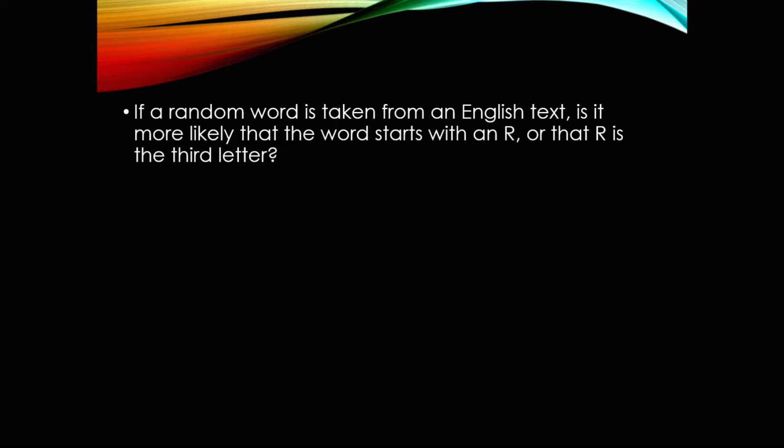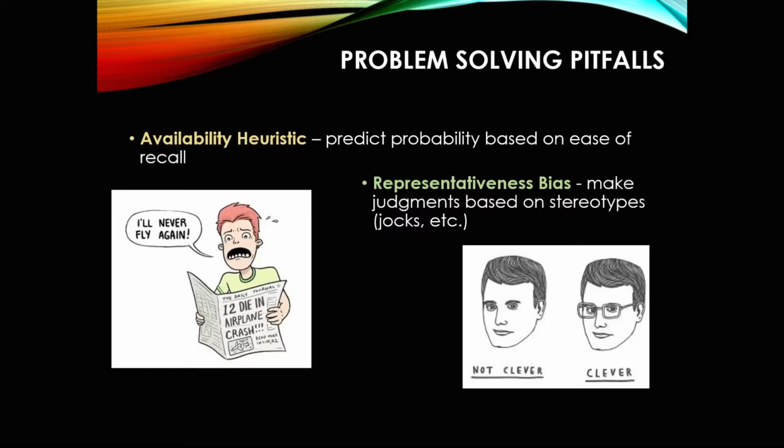So people tend to overestimate the things that come to mind easily and underestimate the things that come to mind harder. I don't think that's proper grammar, but you know what I mean. So in this case, it is more likely that the word would have R as a third letter, but we tend to overestimate and think that it would be more likely to have a word that starts with an R. So this is an example of the availability heuristic. The fact that it's easy to think of words that start with R makes us think that they're more common than they are.